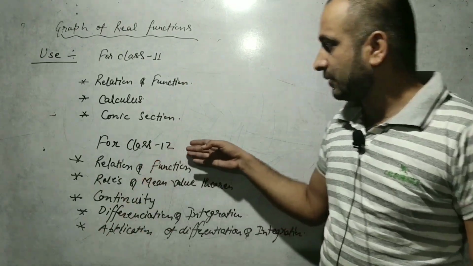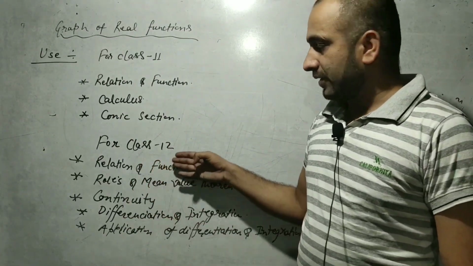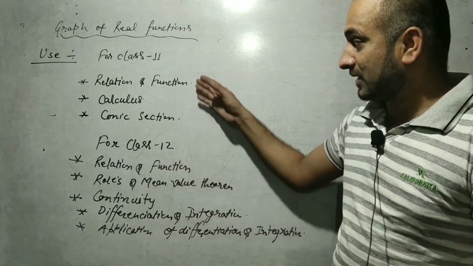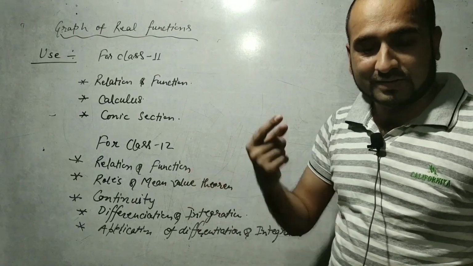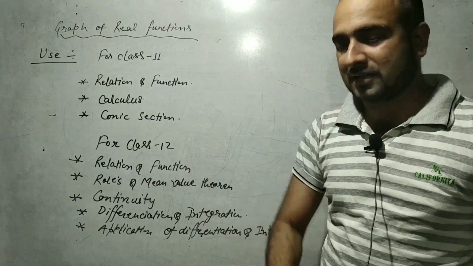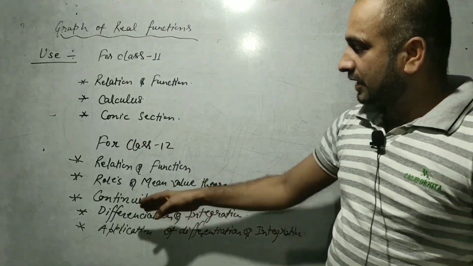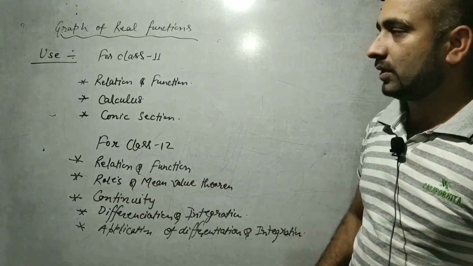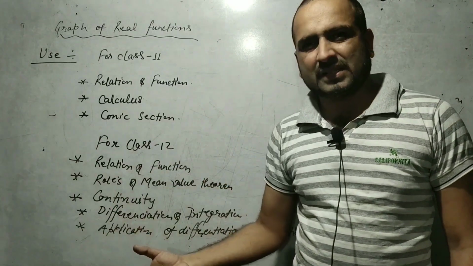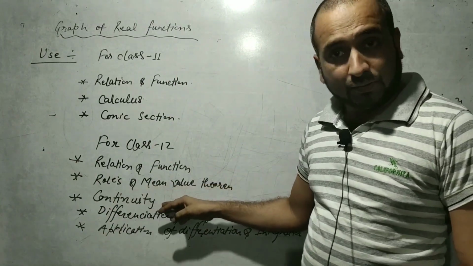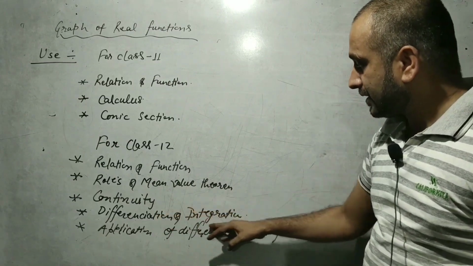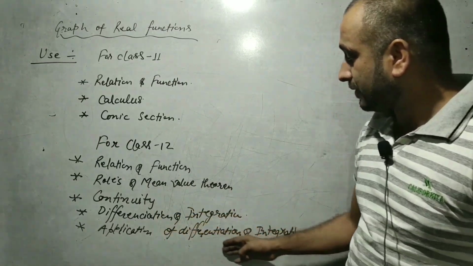Now I will discuss class 12th. Here you will again get a topic after class 11th: relations and functions. It's your first topic, and you will get 6 marks from this topic. The next is Rolle's and mean value theorem, which is topic number 6 in ISC books. The next is continuity, differentiation and integration, and after that application of differentiation.